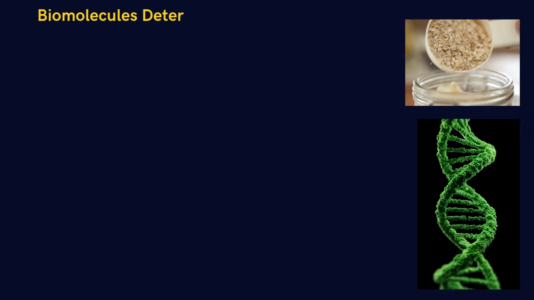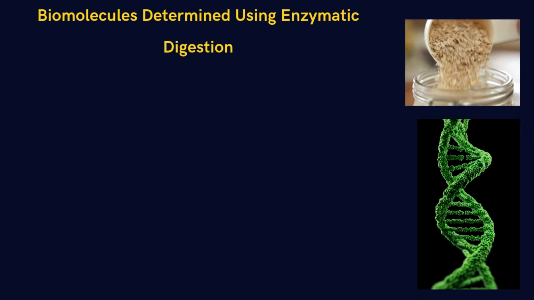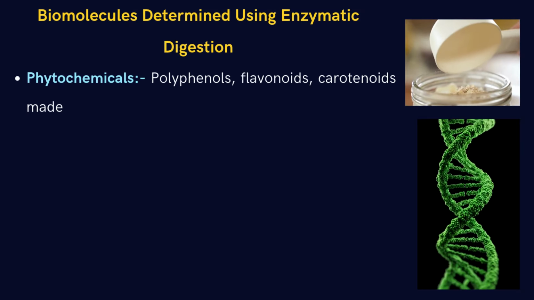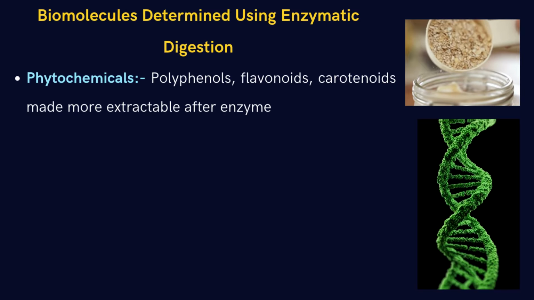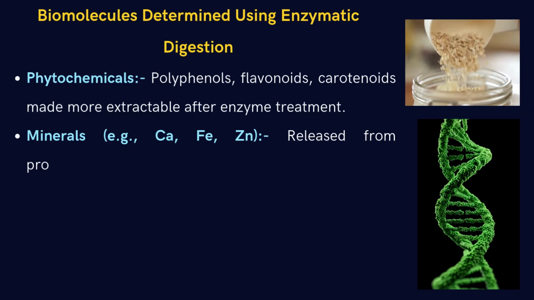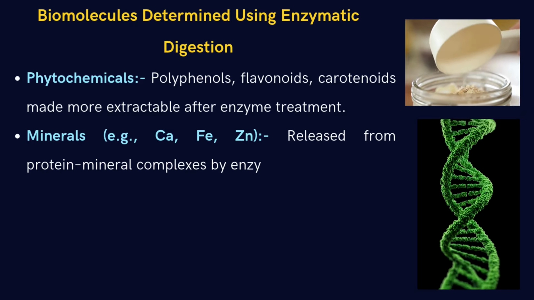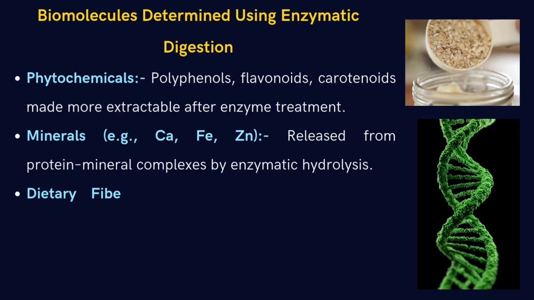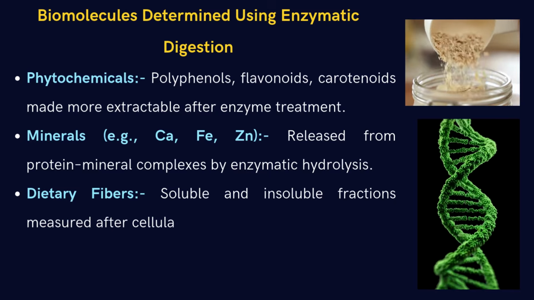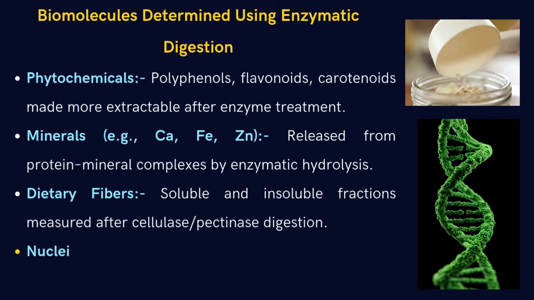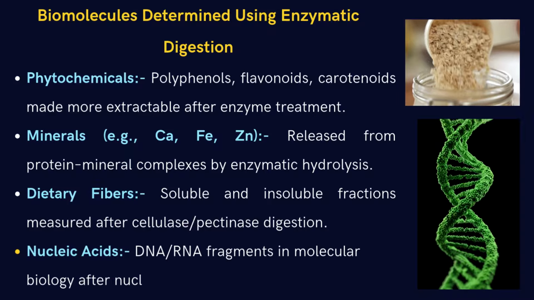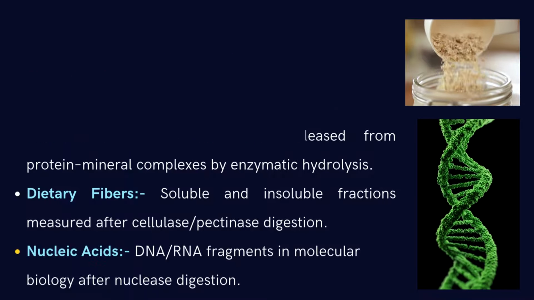Further applications of enzymatic digestion are phytochemicals, polyphenols, flavonoids, carotenoids made more extractable after enzyme treatment. Minerals such as calcium, iron, zinc, released from protein mineral complexes by enzymatic hydrolysis. Dietary fibers, soluble and insoluble fractions measured after cellulase, pectinase digestion. Nucleic acids, DNA RNA fragments in molecular biology after nuclease digestion.